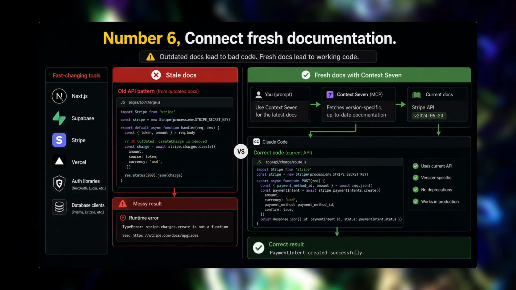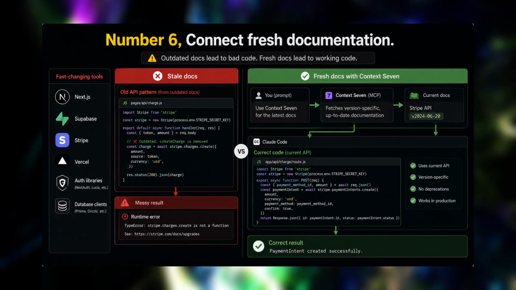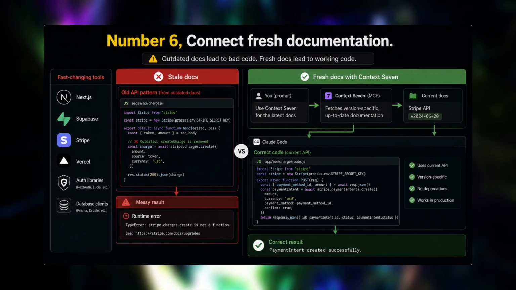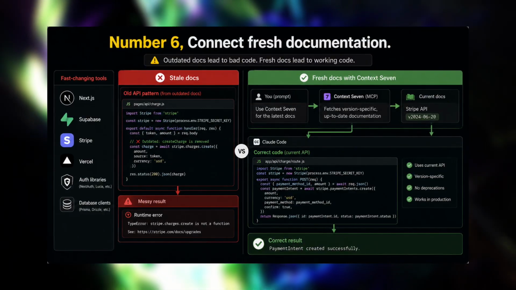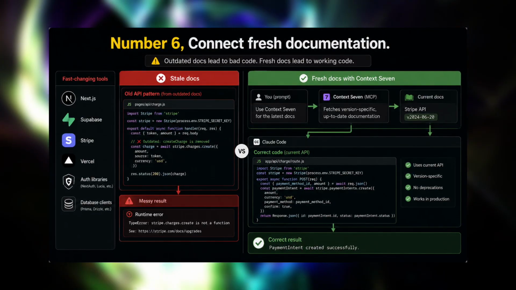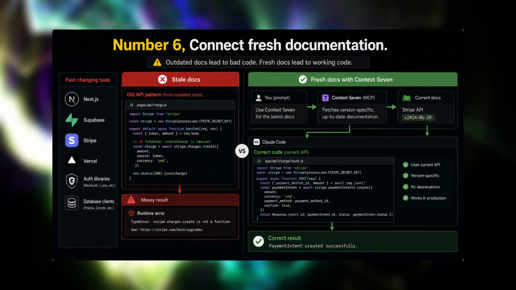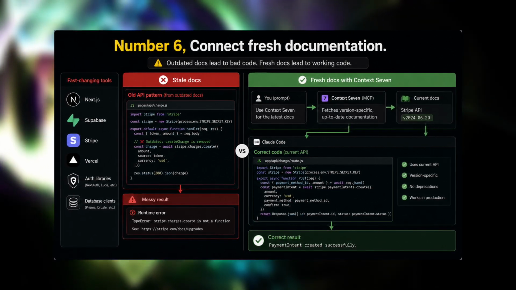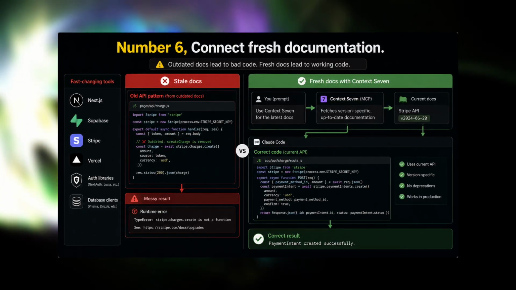When working with fast-changing libraries, tell Claude to use the documentation tool before writing code. This is especially important for Next.js, Supabase, Stripe, Vercel, database clients, authentication libraries, and anything recently updated. If docs are not connected, paste the exact version and the relevant docs link into the task.